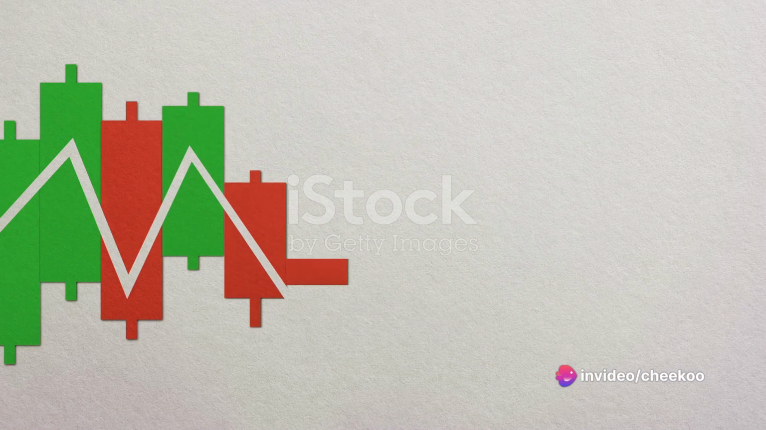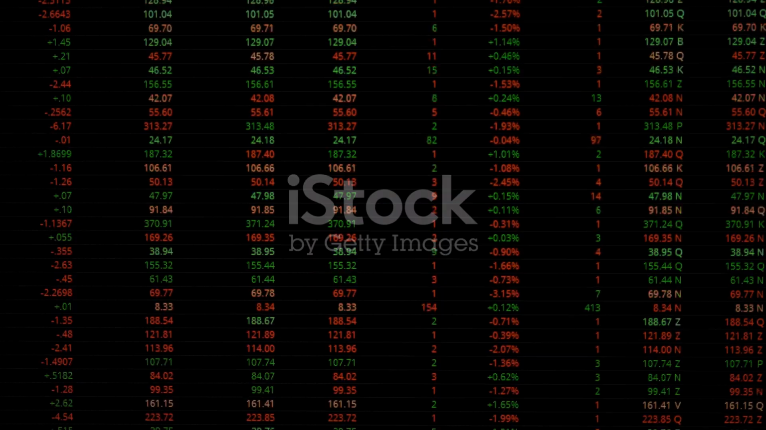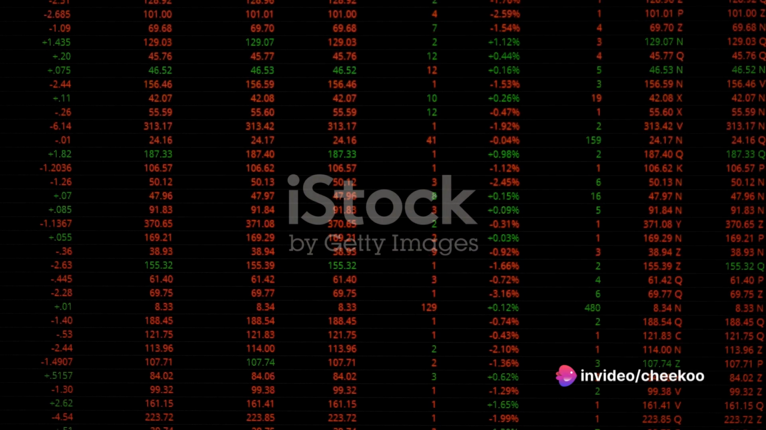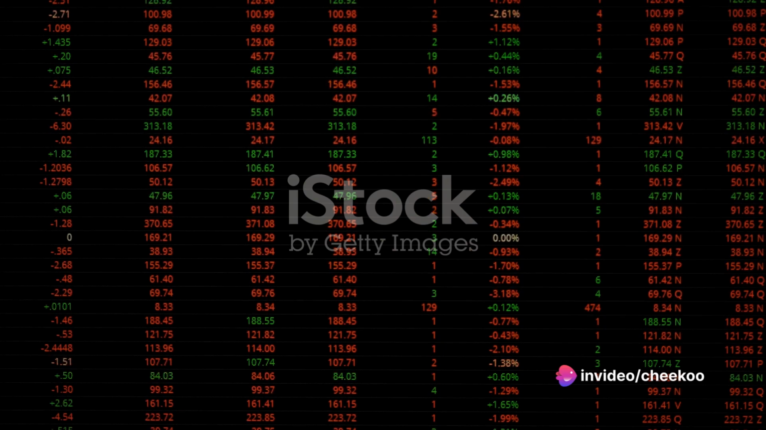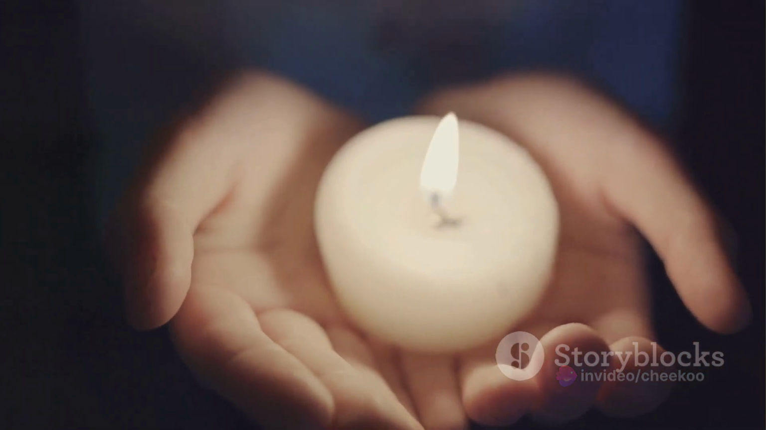A spinning top consists of a small body with upper and lower shadows that are roughly equal in length. The body of the candle represents the difference between the opening and closing prices for the trading session. When it comes to a spinning top, this body is small or even non-existent.